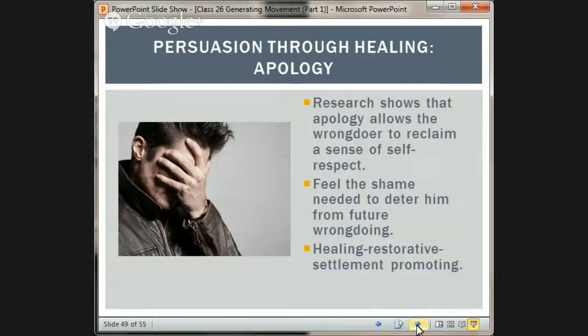Research shows that an apology allows the wrongdoer to reclaim a sense of self-respect, and this is because you get back on balance. You are now a good person, right? And they may feel the shame they need to feel to deter that person from future wrongdoing. So it has a healing, restorative, settlement promoting value.